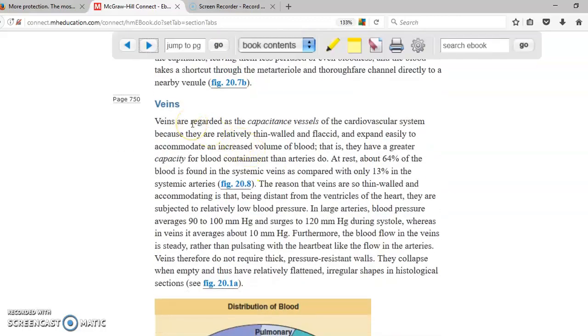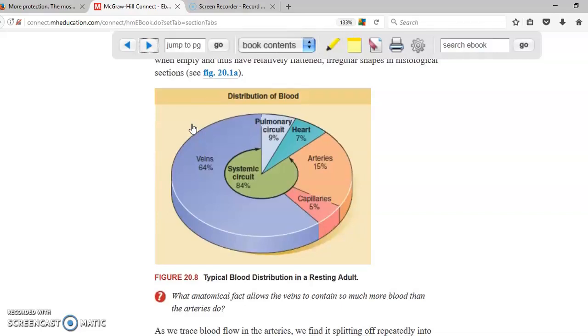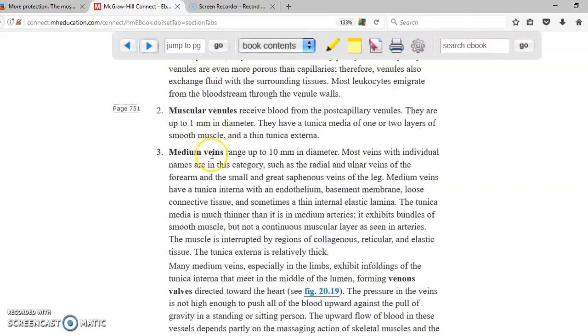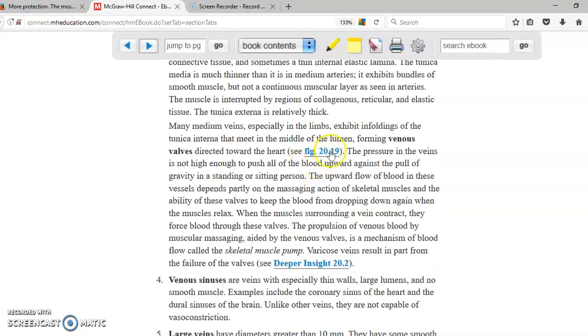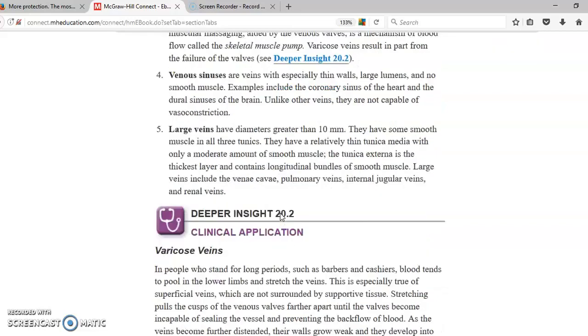So we talk about the arteries, we talk about the capillaries, we are going to talk about the veins in this case. So the veins: large veins, medium veins, and small veins. There's other sizes kind of like in between, as you can see here. So we said we have the venules, then you have muscular venules. These are going to be small. Then you have the medium vein. You can see here it has the valves that we already talked about. You have venous sinuses, like the coronary sinus, and then you have the large veins. For example, large veins are going to be the superior and inferior vena cava.